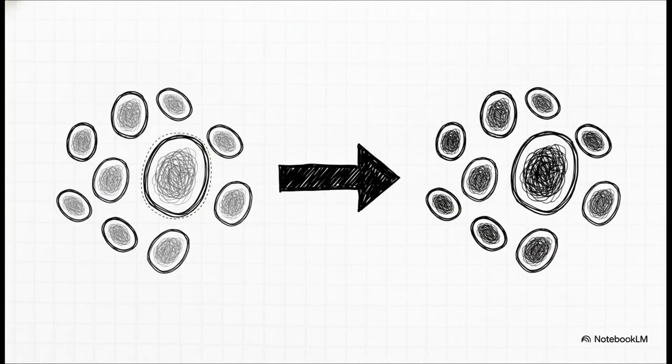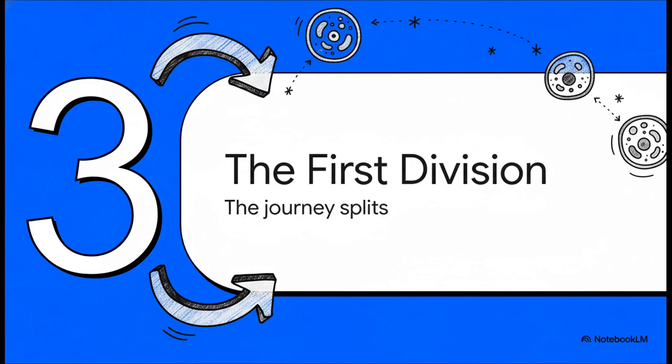This archisporial cell starts to grow, getting way bigger than its neighbors. And its nucleus, the cell's control center, it becomes much more obvious, really prominent. It's basically bulking up for the important job that's coming. Okay, so our special cell is prepped and ready to go. Now it's time for its first big move, a division that's going to set two very different fates in motion.